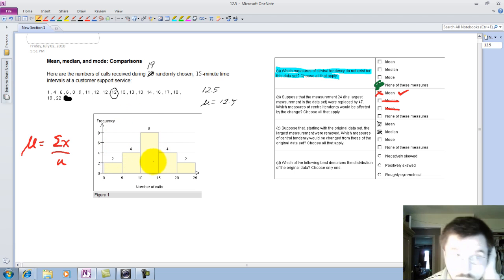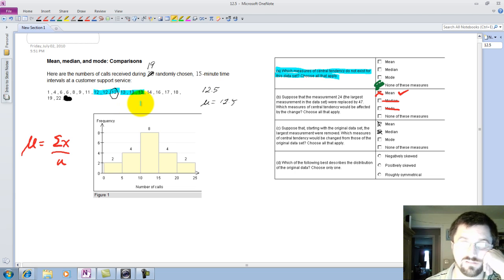Okay, the mode. Would the mode change? The most frequently occurring number would not change, because we still have 3 of those guys. Let me use my highlighter so you can see what I'm pointing at. We still have 3 of these guys. We still have 13, or a bunch of those guys, so we're still good. Okay? So the answer is just these 2. That one and that one. So you check off those.